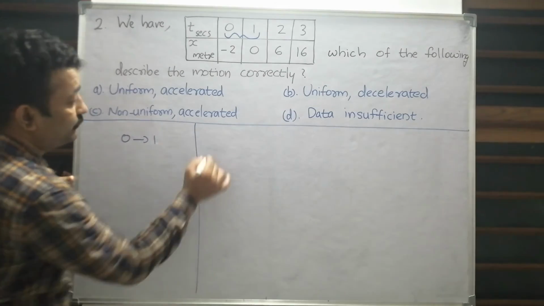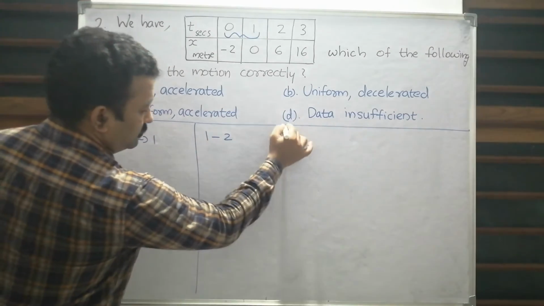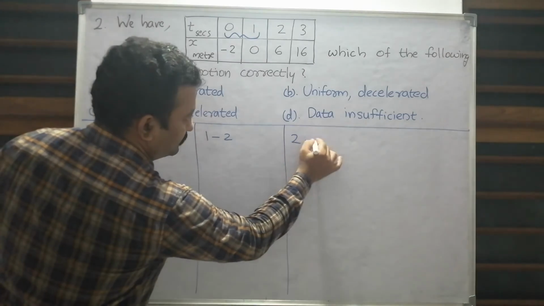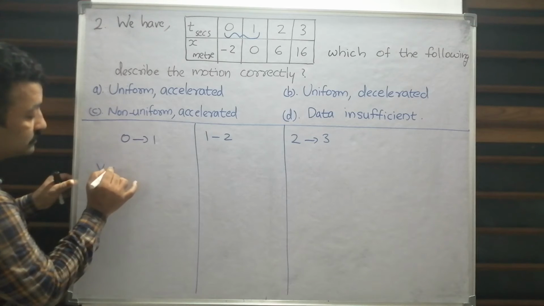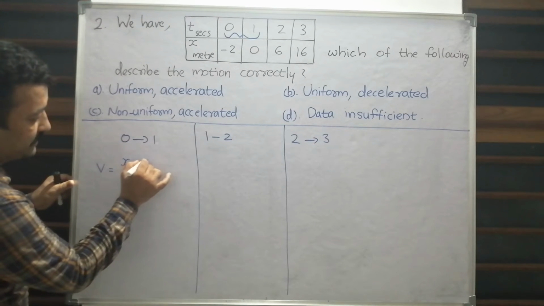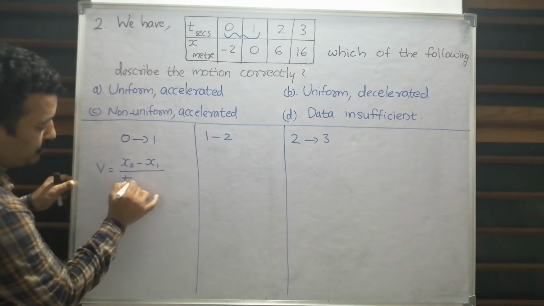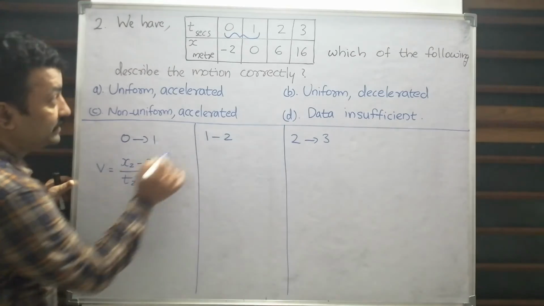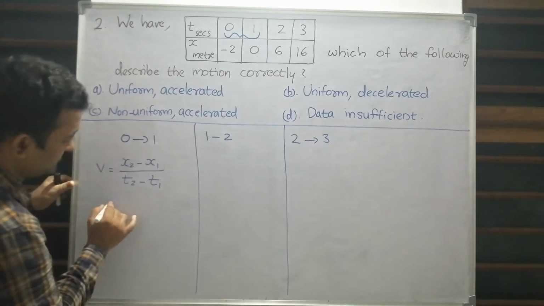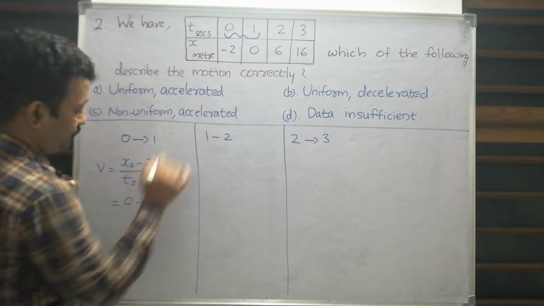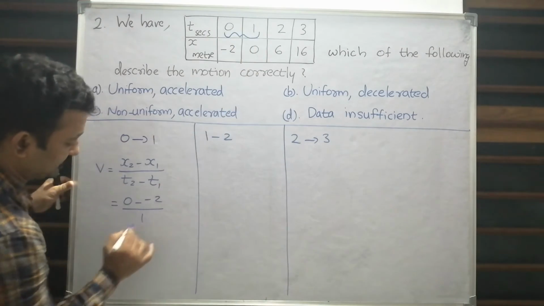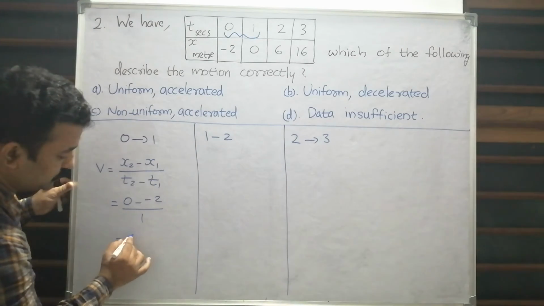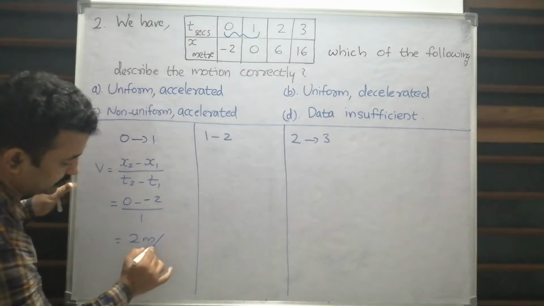Second interval is from 1 to 2. Third interval is from 2 to 3. What is velocity during this? Say x2 minus x1 divided by t2 minus t1. What is x2? 0 is x2, minus of minus 2. What is t2 minus t1? 1 minus 0, that is 1 second. That is minus of minus 2, 2, so value is 2 meter per second.